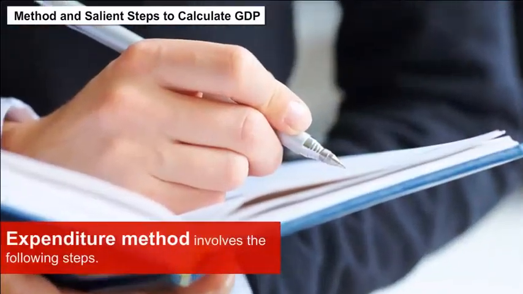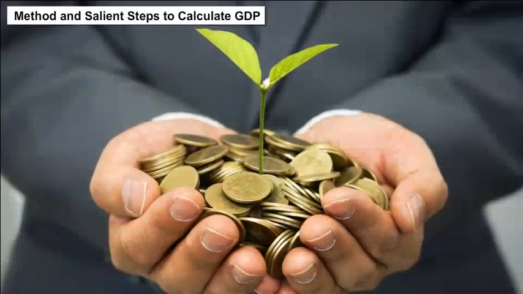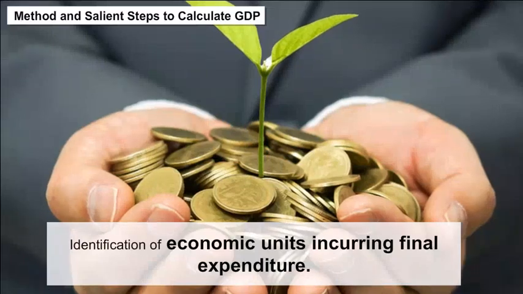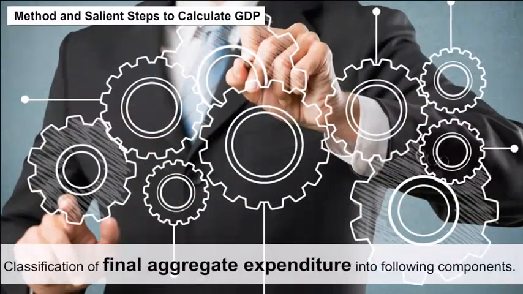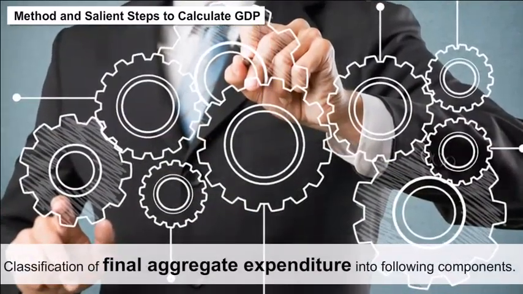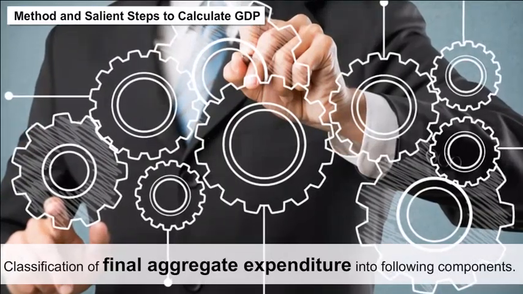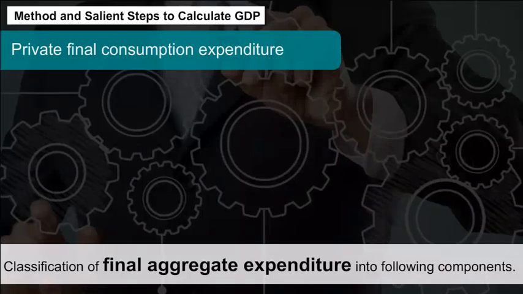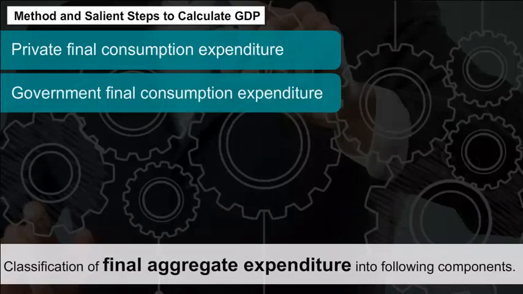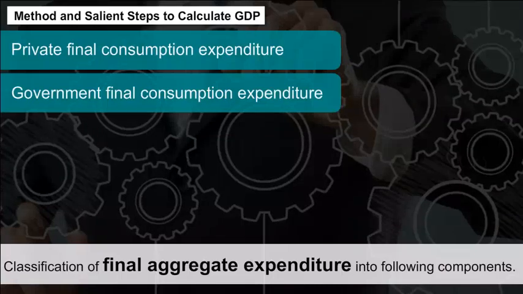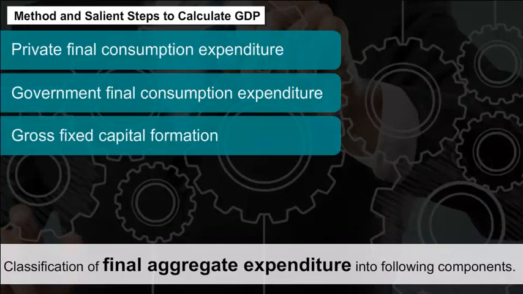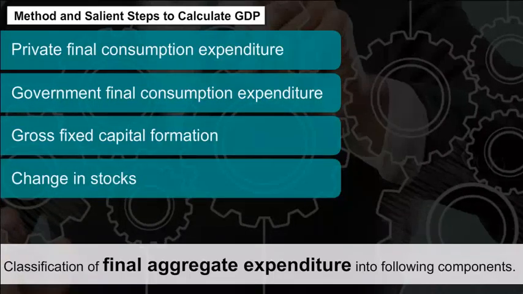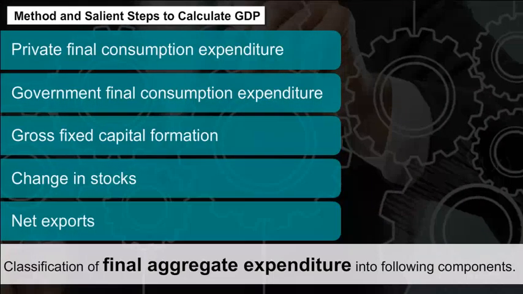Expenditure method involves the following steps. 1. Identification of economic units incurring final expenditure. 2. Classification of final aggregate expenditure into following components like A. Private final consumption expenditure. B. Government final consumption expenditure. C. Gross fixed capital formation. D. Change in stocks. And E.